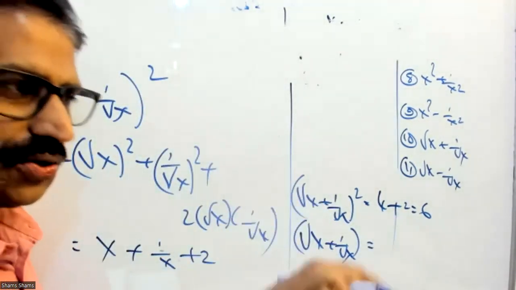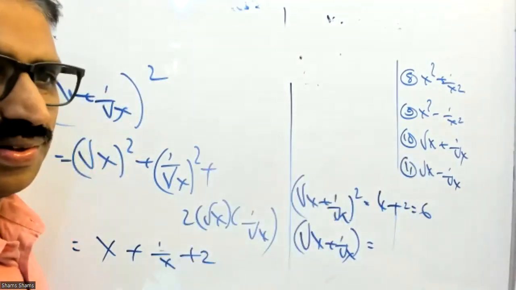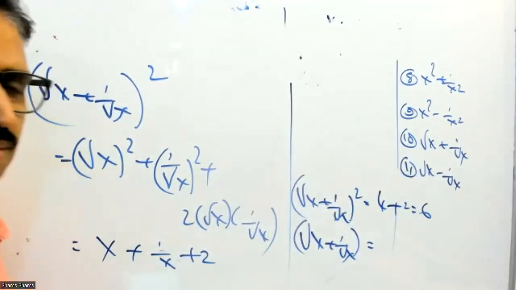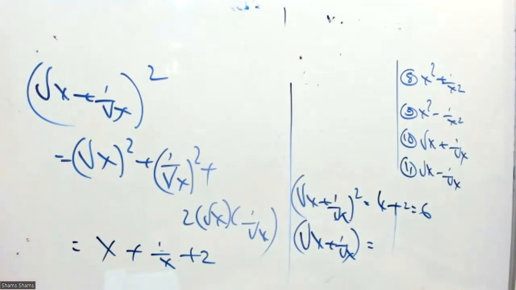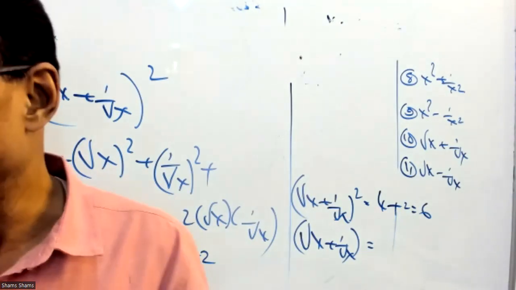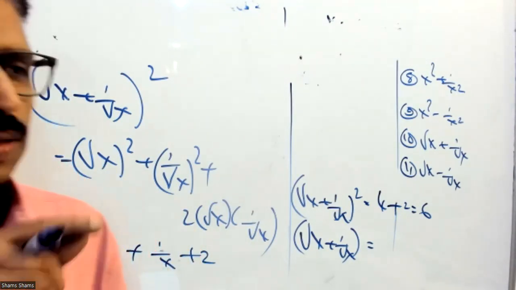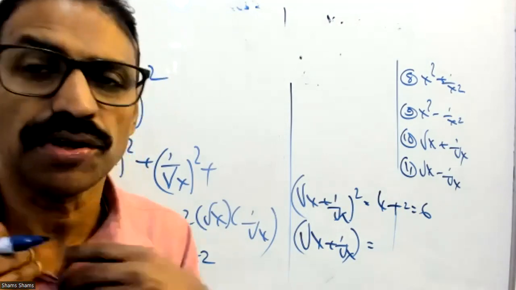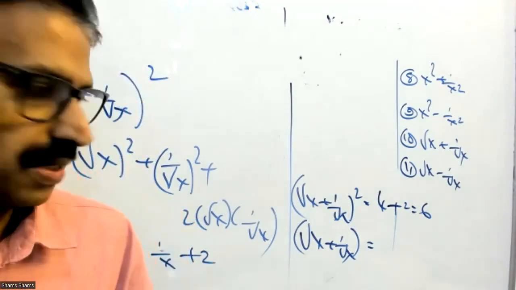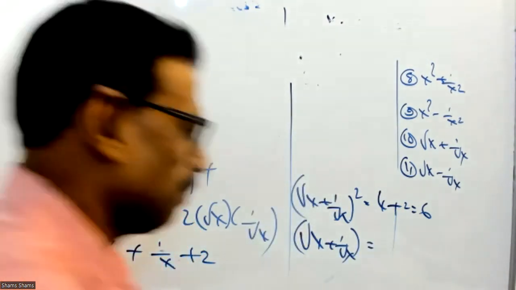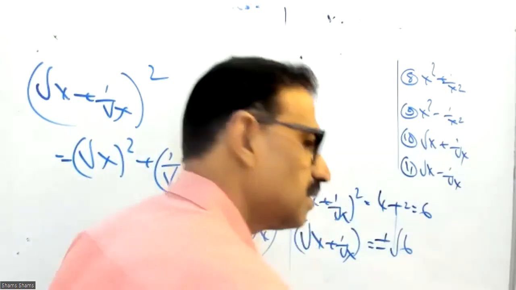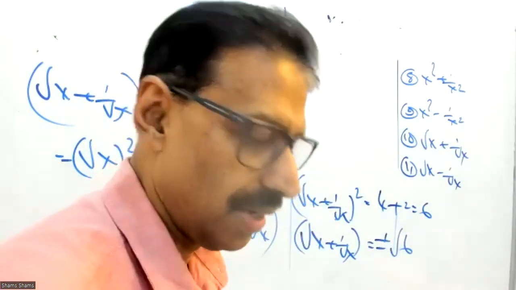Therefore, root x plus 1 by root x equal to what? Compare with a square equal to 25. A is what? A equal to plus or minus root of 25, which is plus or minus 5. But what is here now? Plus or minus root 6. Understood or not? I'll explain again.